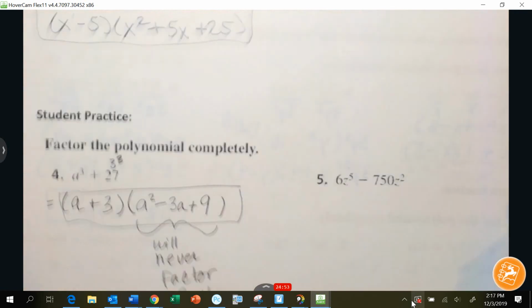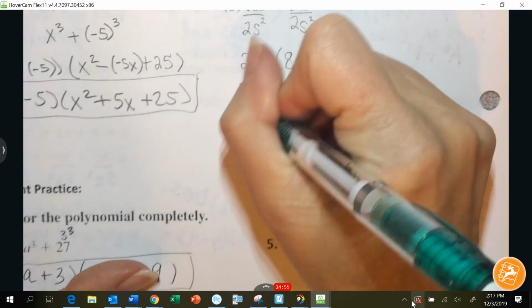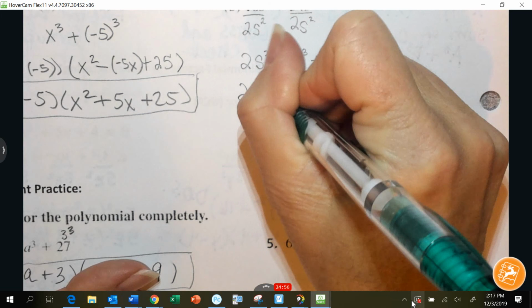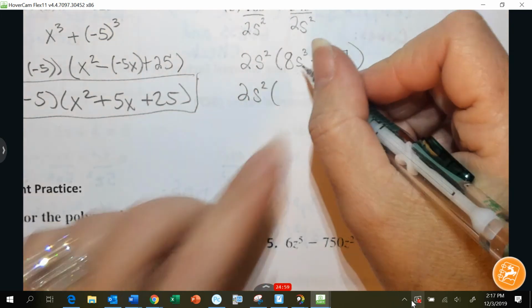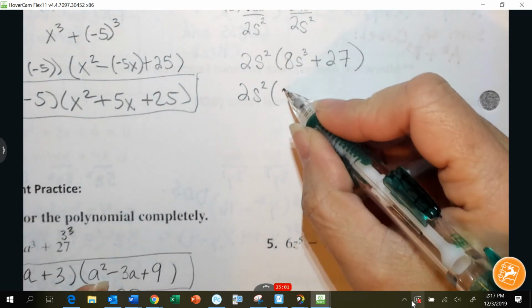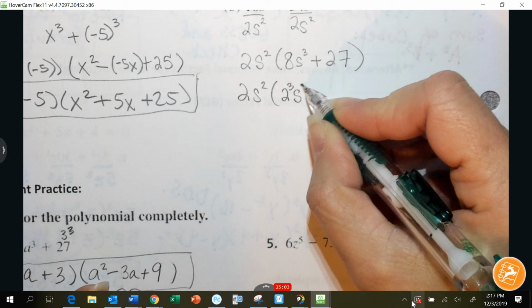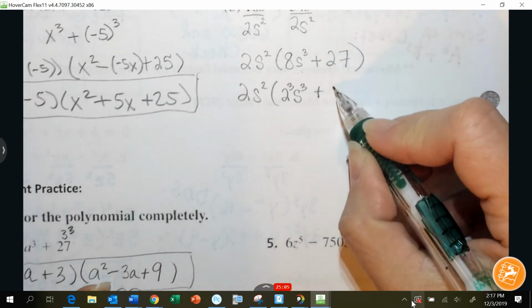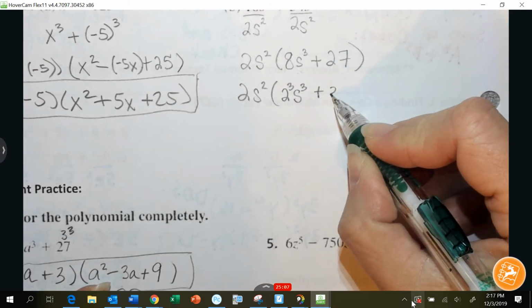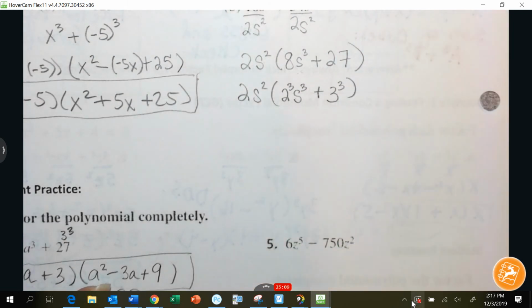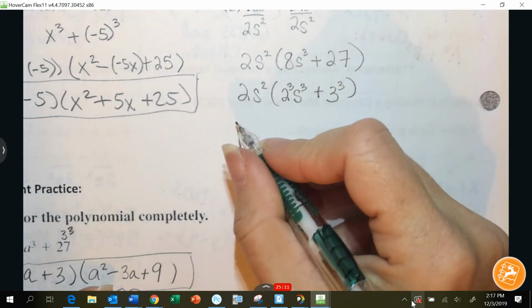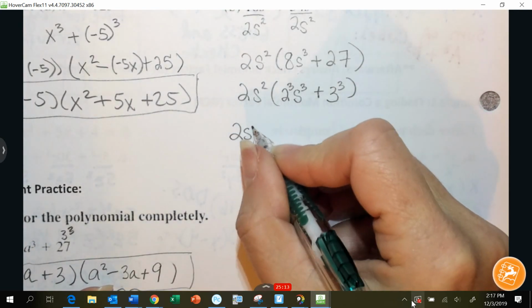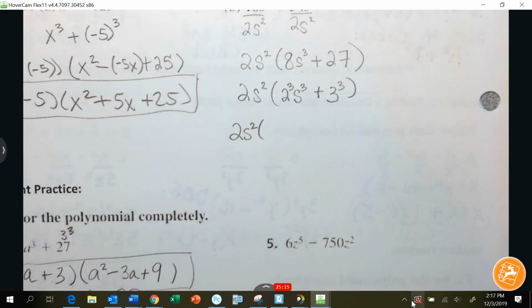Okay, so this is 2s squared, and then what is the cube root of 8? What times what times what? So it's 2 cubed, that's s cubed, and then what's 27? 3 cubed. Okay, so we're going to use our formula. The 2s squared is outside of the factors, so it just comes down.